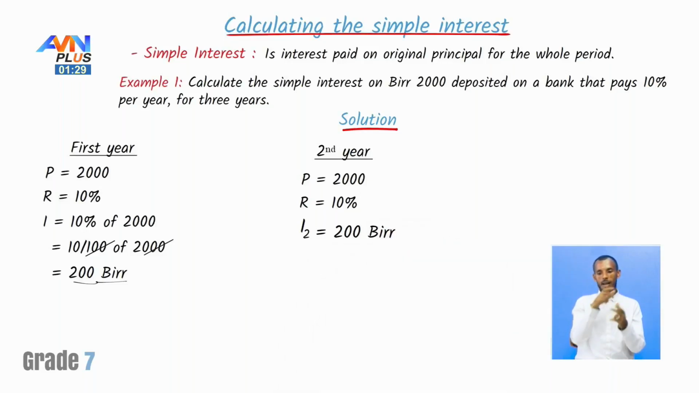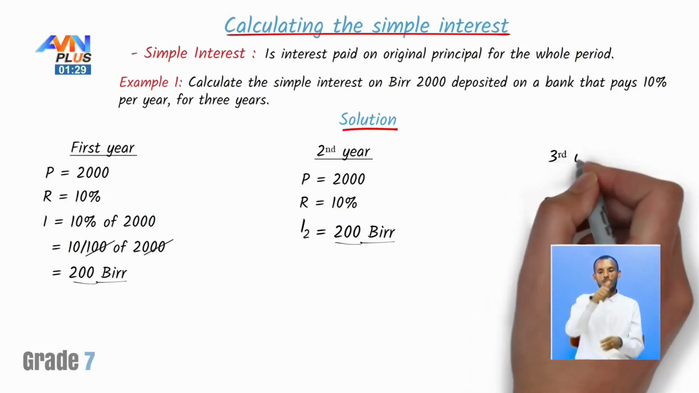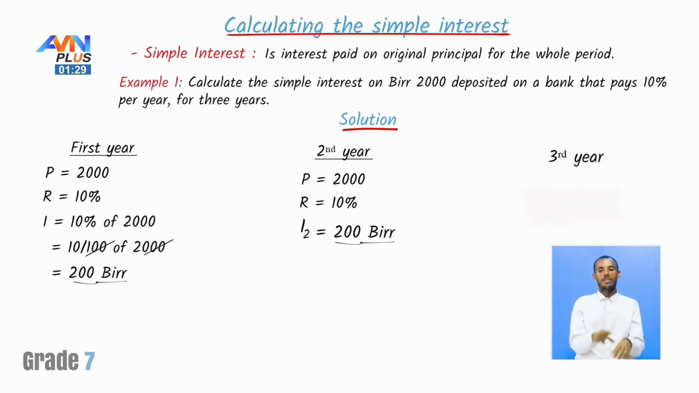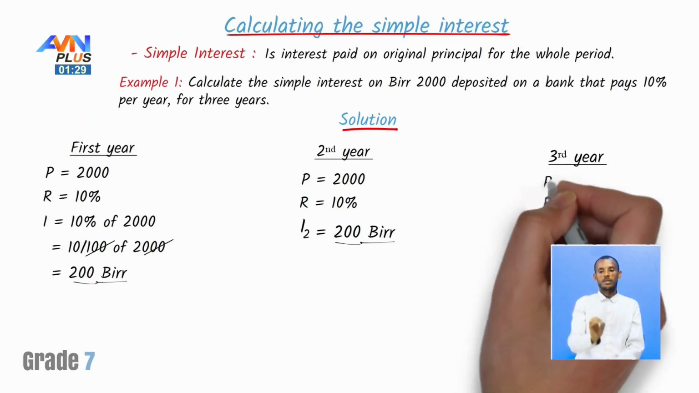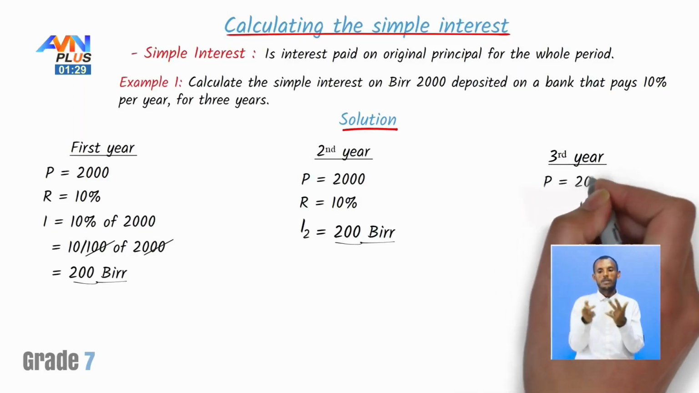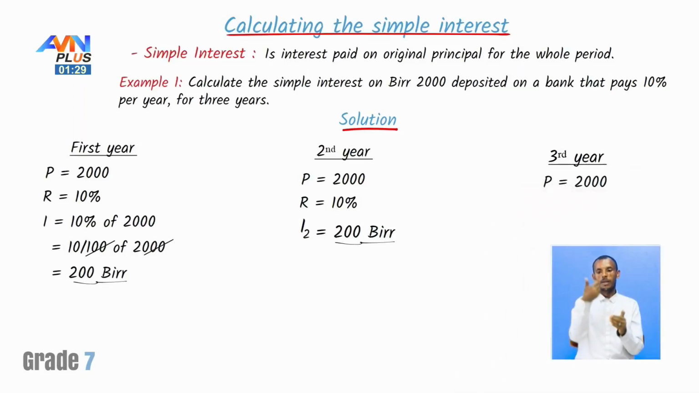How about the third year? Okay, the interest for the third year, again, will be calculated on the original principal only. So the principal is 2,000 and the interest rate is 10%. So the interest for the third year will be 10% of 2,000. It gives you 200, the same. So the interest throughout the years is the same.